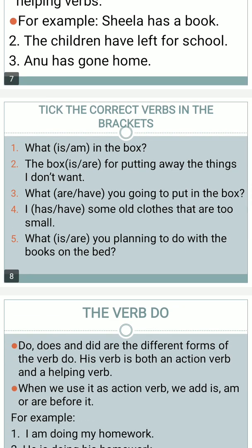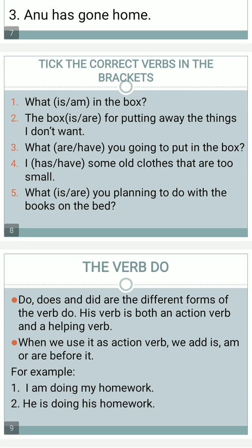Now in the next sentences there are is, am, are, was, were. All these words are given in the brackets. We have to tick the correct verb and then put it as the answer. What is or am in the box? We are talking about what is or am in the box, so the answer would be is, because am is always used with I. The box is or are for putting away the things I don't want.